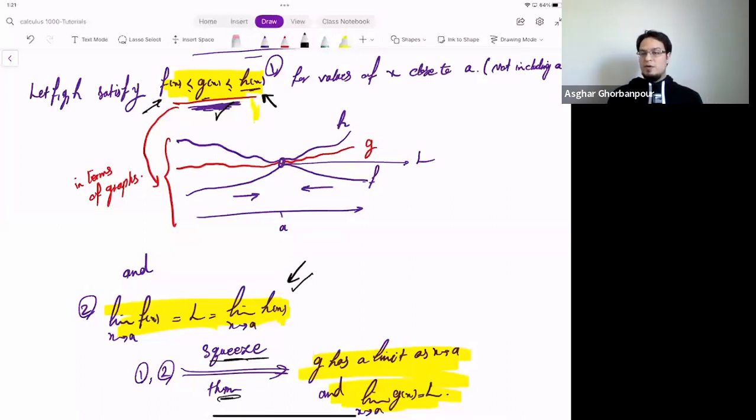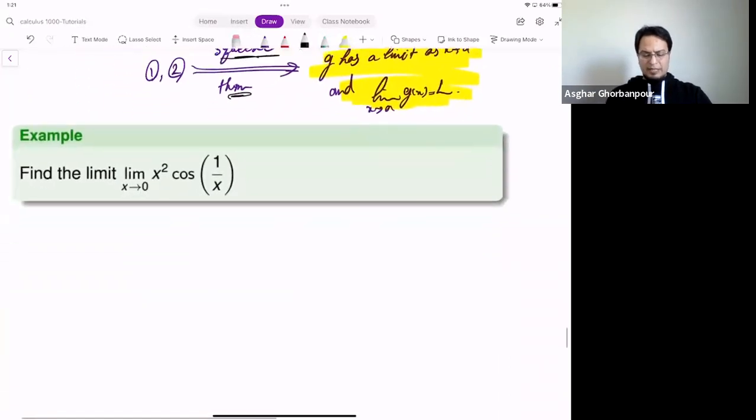You have to find two functions which bound your function. One is less than it, the other one is bigger than it. Also, they have the same limits. Let us do one famous example here.